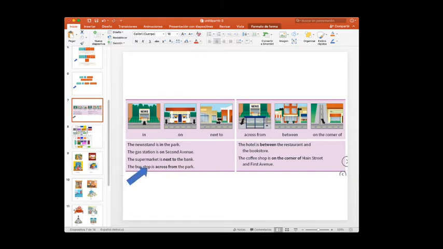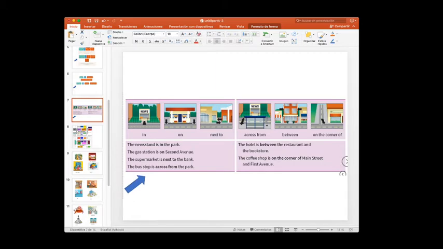Okay, the supermarket is next to the bank. So this is the supermarket and this is the bank. They are next to each other. The supermarket is next to the bank, and it could also be vice versa: the bank is next to the supermarket.